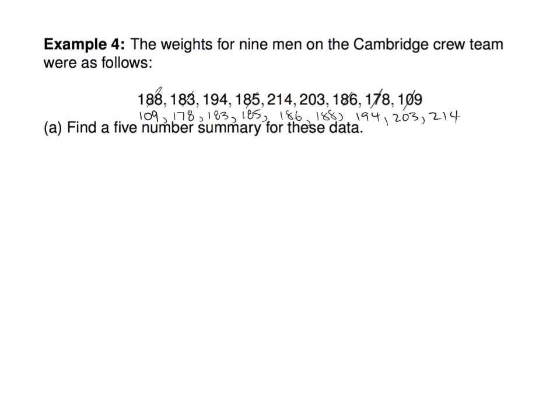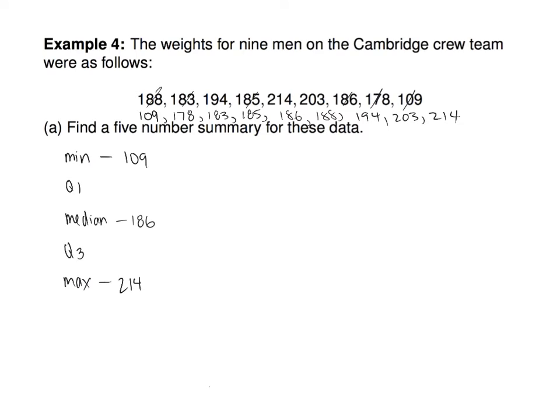Okay, good. So remember that the 5-number summary includes the min, quartile 1, the median, quartile 3, and the max. Now, the min and max are the easiest. So the min is 109, the max is 214. Next, find the median. Since there are 9 values, the middle number is 186. So the median is 186.